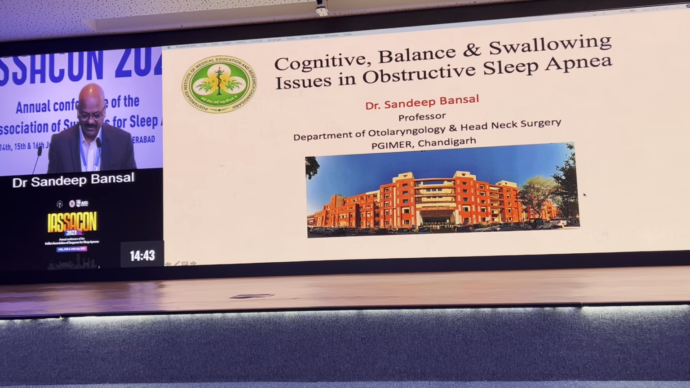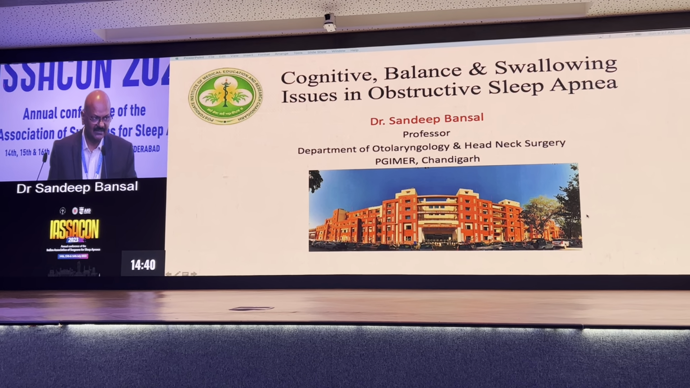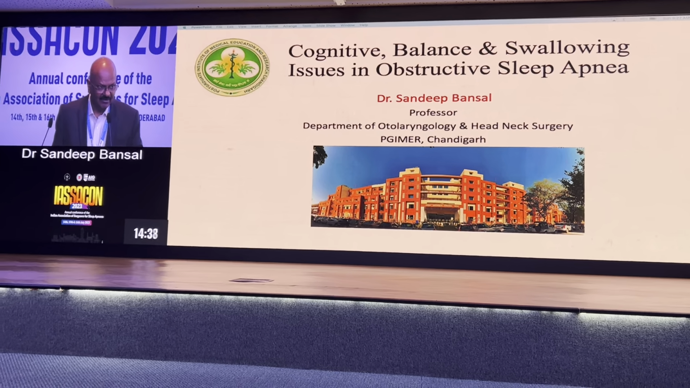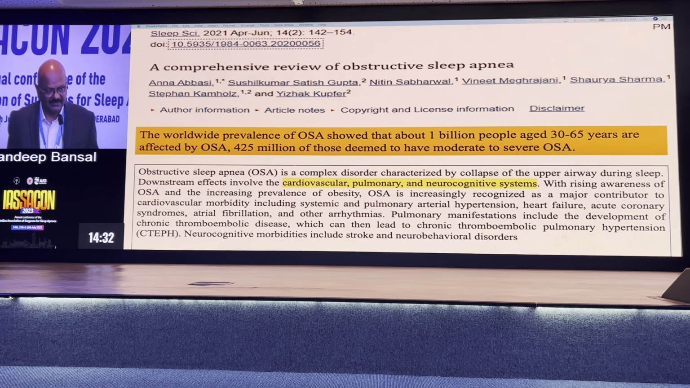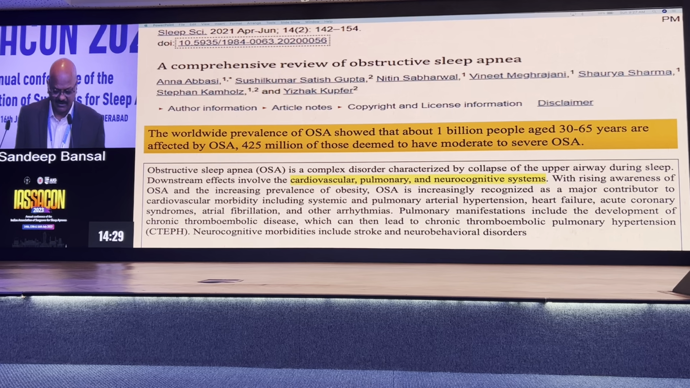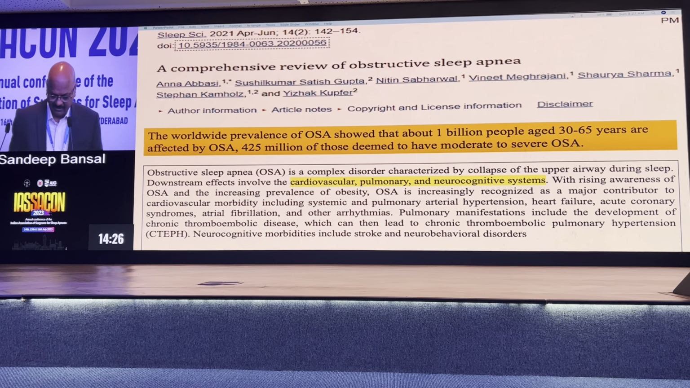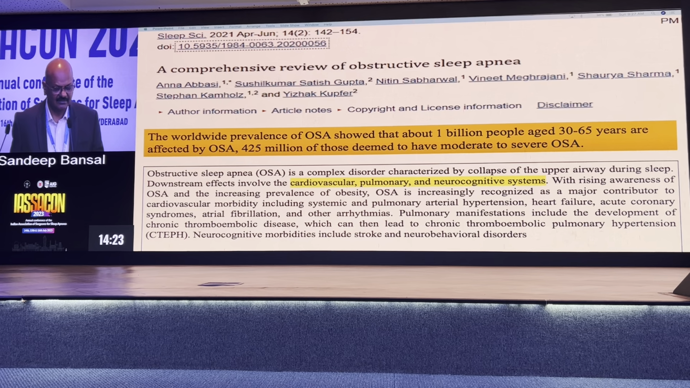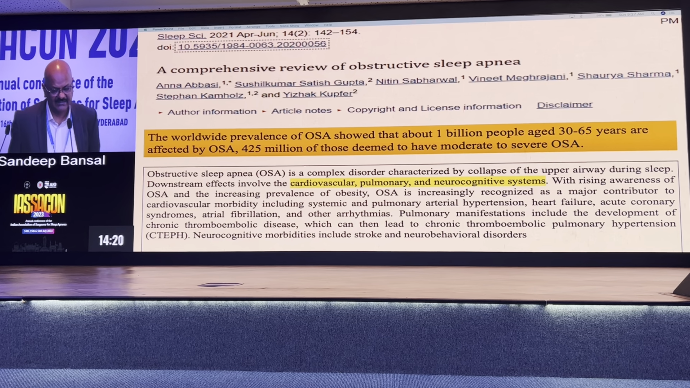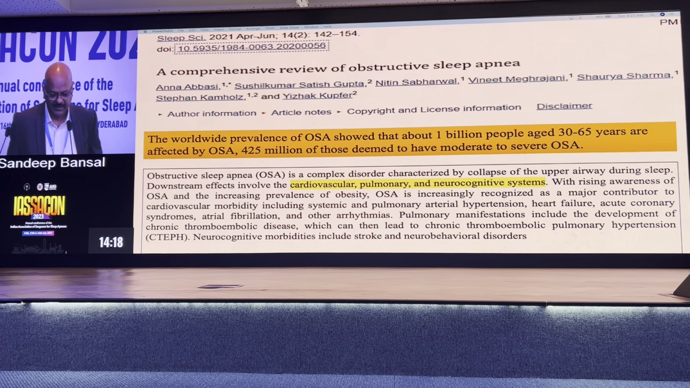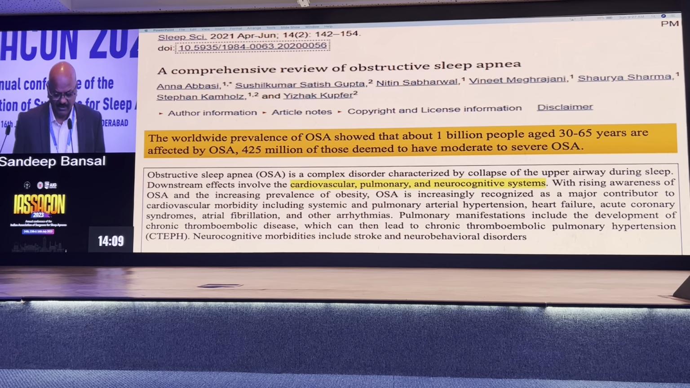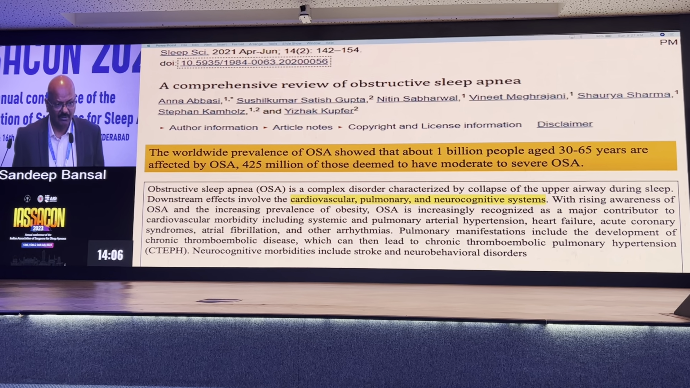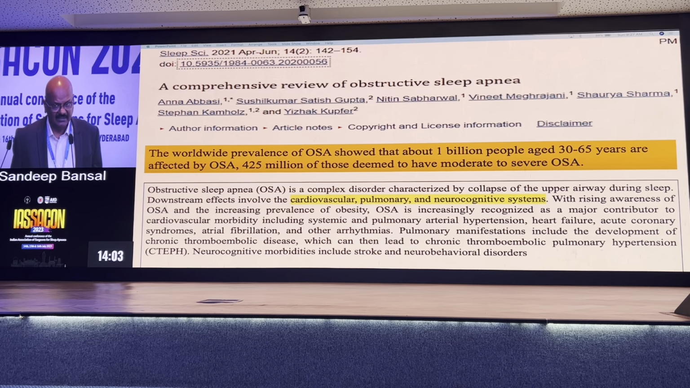I'll be talking about the cognitive balance and solving issues in obstructive sleep apnea. We have not delved much into it. We have always been talking about the prevalence of OSA and its cardiovascular, neurocognitive, and pulmonary comorbidities, and the motor vehicle accidents which happen because of OSA. But there are certain other things which are still unexplored, not much researched, but they might be playing a very important role, especially in the elderly.